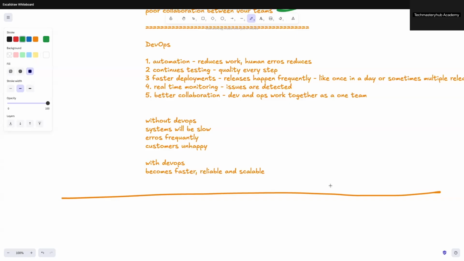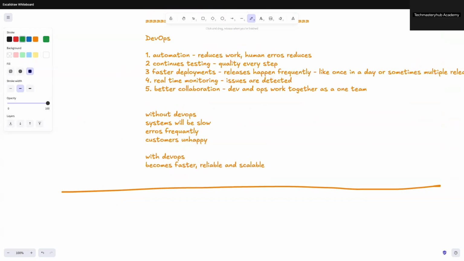Then continuous testing. Since you have automated continuous testing, it ensures the quality at every stage. Then there is faster deployment because you have automated. So releases happen frequently. So if an issue is reported, within 1 hour you can fix it, because you have automated everything. You just need to fix the code, and then your pipelines are ready, so it will be deployed in production. So the user will not be frustrated, and the issue will be fixed within minutes, within an hour. So it's a faster deployment.